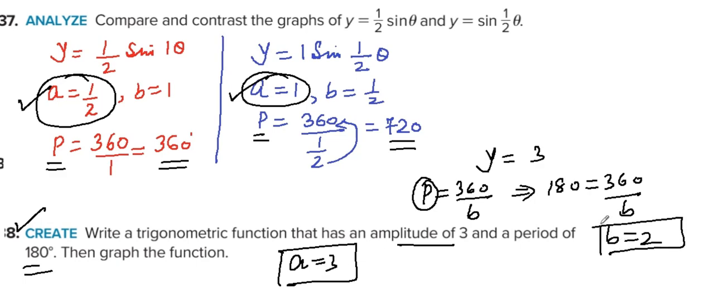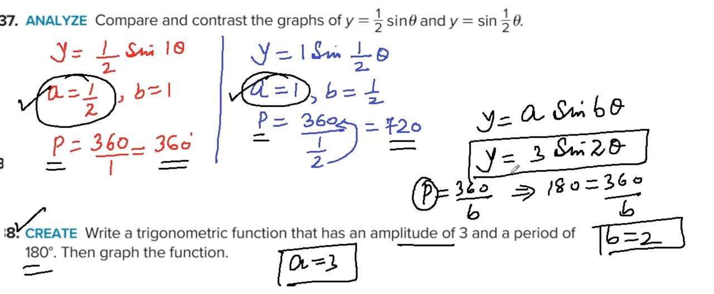So a we have, b we have. Now we can write the function. How do we write the function? Y is equal to a sine b theta. So y equals 3 sine 2 theta. That's it. They are asking this. So 38 is very easy. 37 I already told you. Let me see now what is 39.